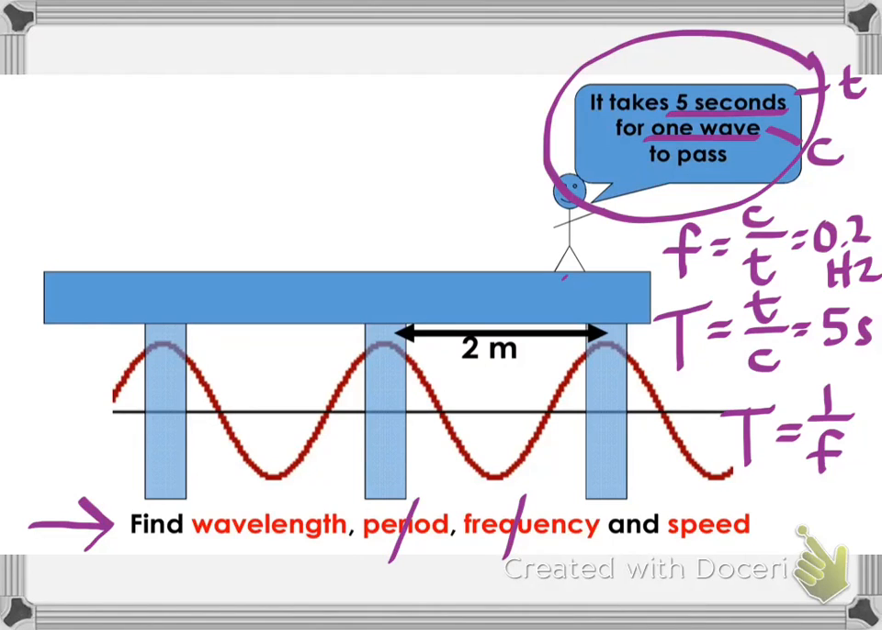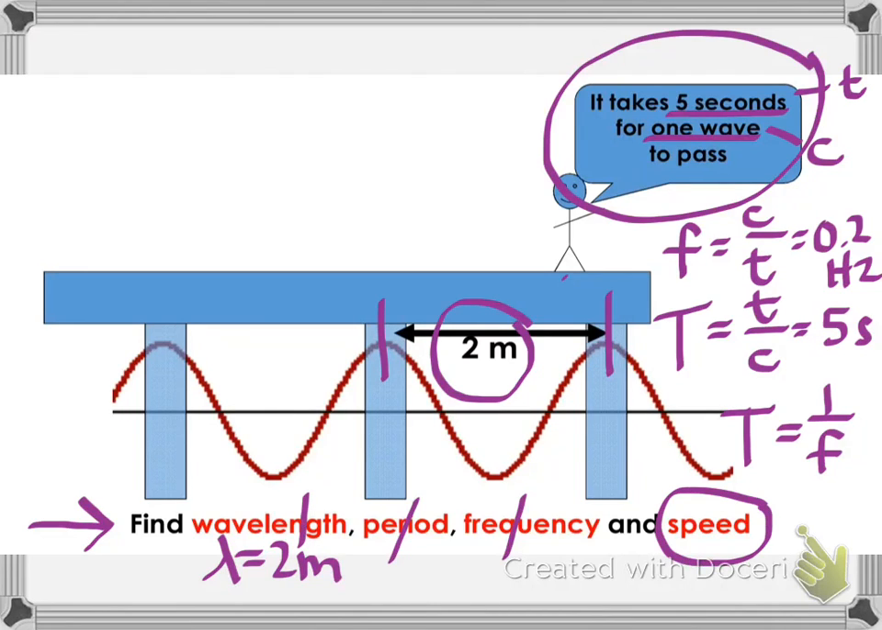Then I asked them to focus on what other information is in the picture, and they focus on the 2 meters, and they tell me that's what the wavelength represents, because we're looking from crest to crest. And so now all we have left to find is speed. I asked my students, how would you find speed?